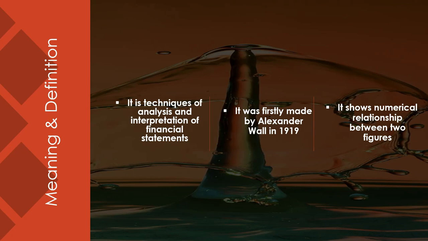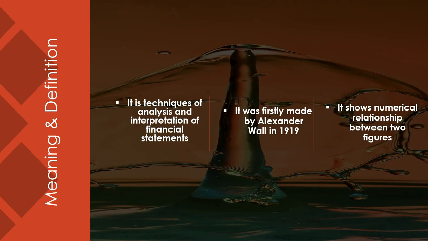The ratio is simply one number expressed in terms of another number. It shows the numerical relationship between two figures. That means it can be found by dividing one number by another number.